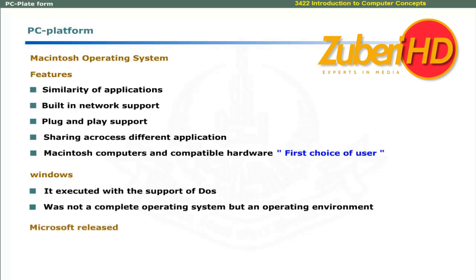Later on, Microsoft released Windows 3.0, 3.1 and Windows for Workgroups. These were stable software and capable of loading more than one program at a time.